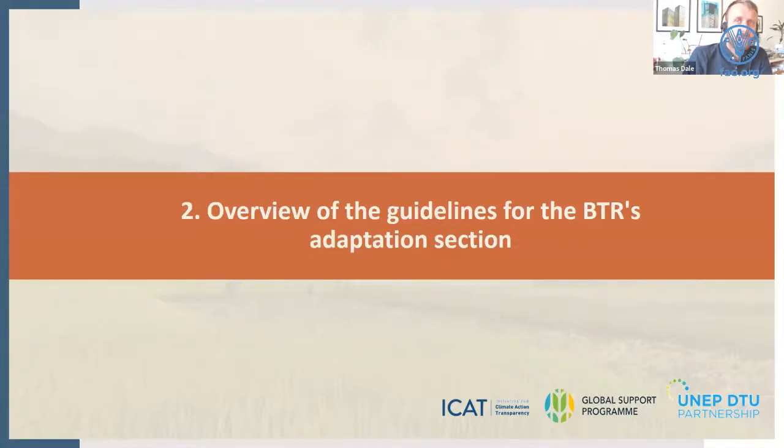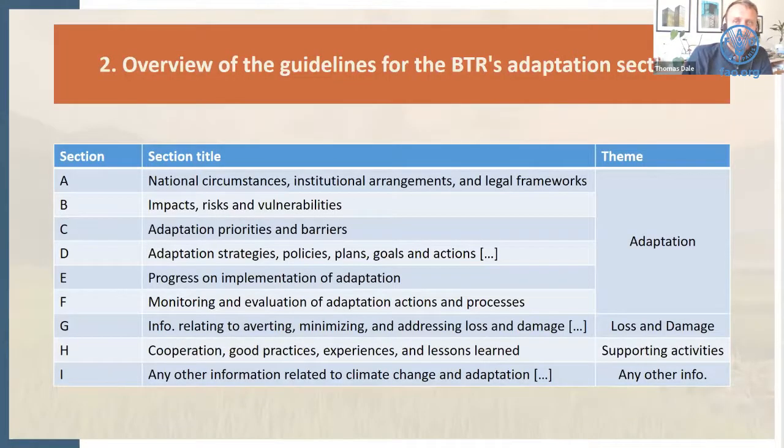So moving on to the main purpose of this presentation, I'm now going to give a quick overview of what adaptation-related information the guidelines for the BTR actually request. The guidelines for the BTR are detailed in Decision 18/CMA.1, which was released after the Katowice COP, or COP24. And within this document, the guidelines for the BTR's adaptation section can be found divided into 9 sections, which are A to I.